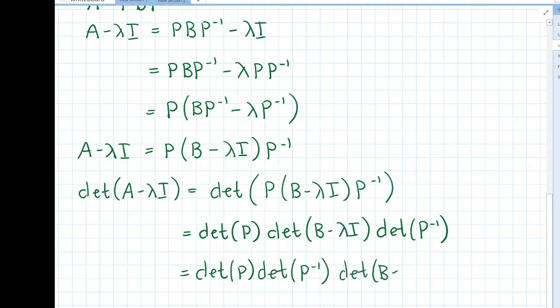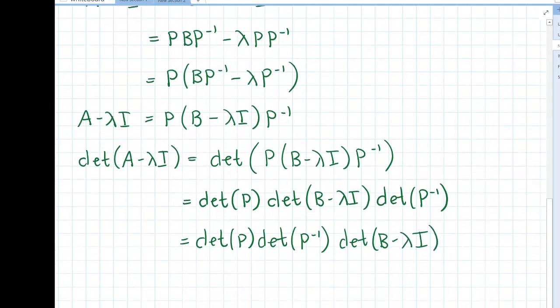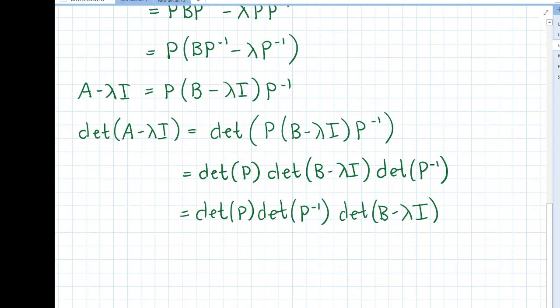So if you think back to what we talked about with the determinant of a matrix and its inverse, the product of the determinants of the matrix and its inverse is always going to be equal to 1. And so what are we left with? We're left with the determinant of B minus lambda I.